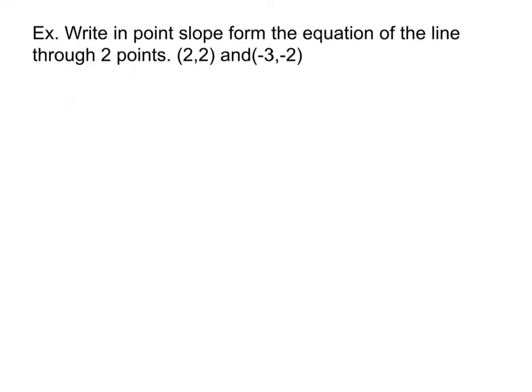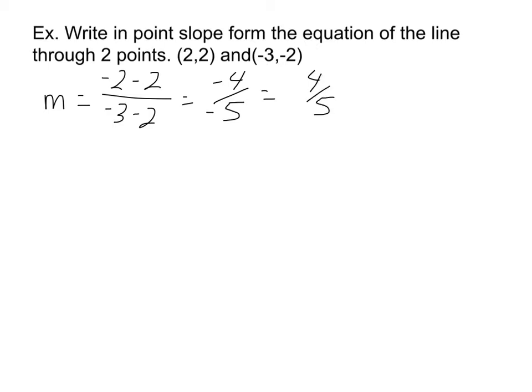Okay, another similar problem: write in point slope form the equation of the line through 2 points, (2, 2) and (-3, 2). So we can use either one of those points, but the thing we need to find is our slope. So our slope, rise over run again, 2 minus 2 over negative 3 minus 2, and we get 0 over negative 5, so this becomes 0.